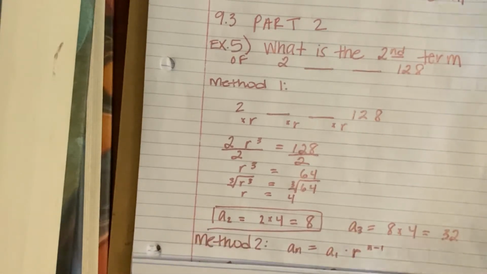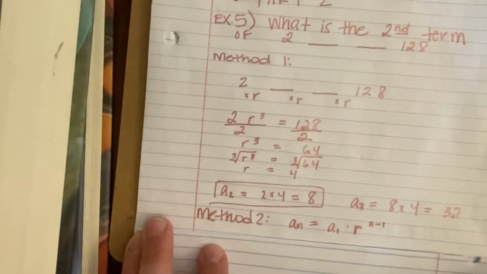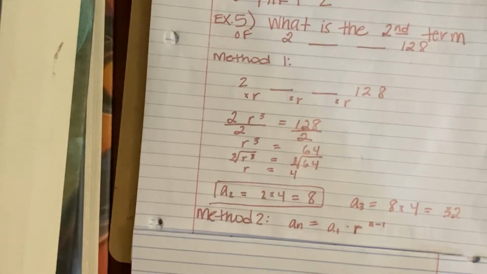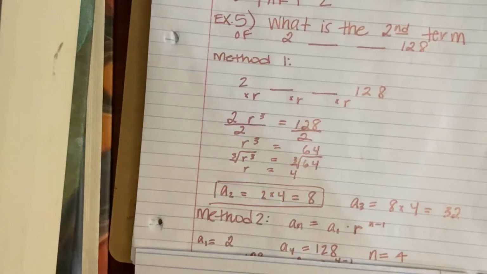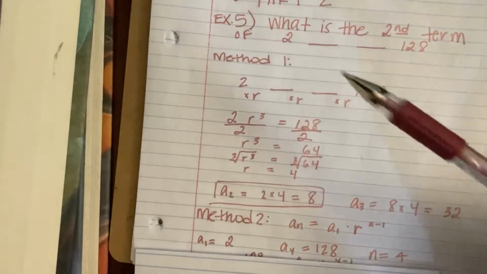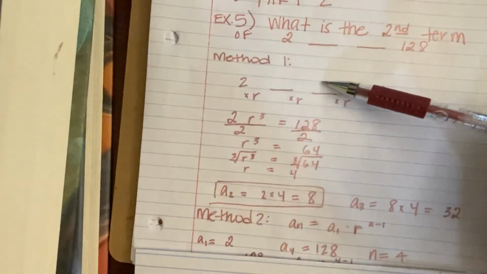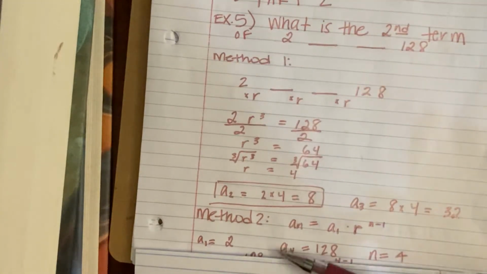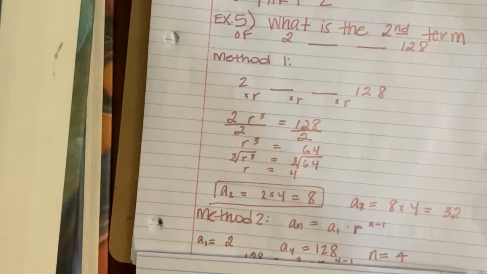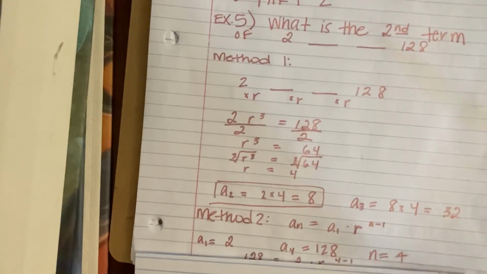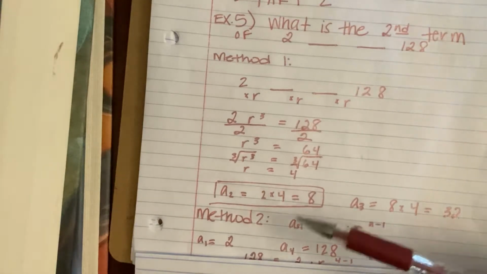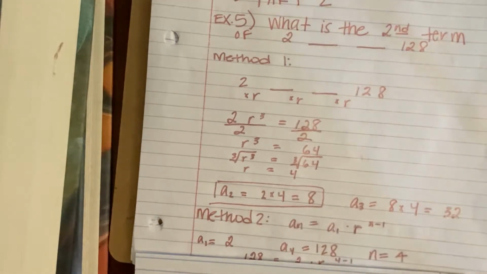Okay, method 2. You could substitute into an explicit formula. Okay, because I know the value of my first term, a sub 1 is 2. And this is the first term, second term, third term, fourth term. So a sub 4 we know is 128. And the number of terms that we're dealing with is 4. So I could substitute the pieces that I know into the explicit formula.